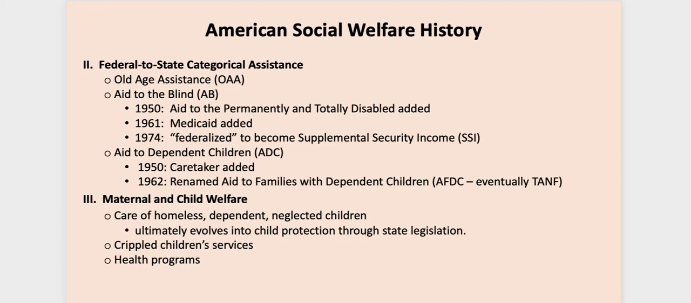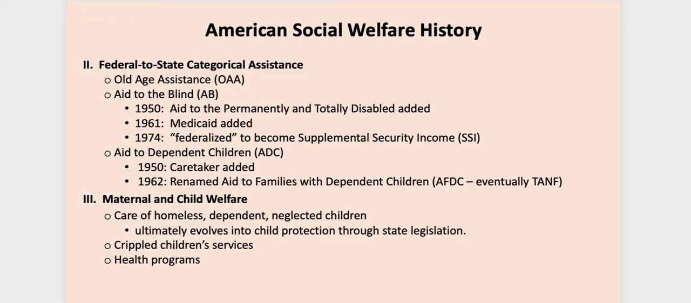Okay, in 1950, during the Truman administration, the caretaker was added to this grant, so it became AFDC, Aid to Families with Dependent Children. It was renamed Aid to Families with Dependent Children in '62, and after welfare reform during the Clinton era in the '90s, it became Temporary Assistance for Needy Families, or TANF. In Alaska, it's ATAP, Alaska Temporary Assistance Program.